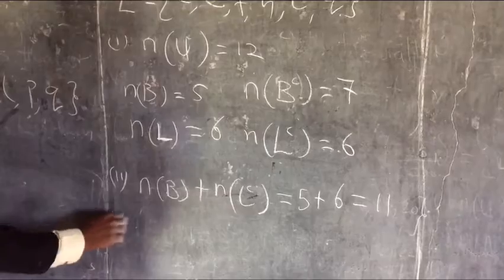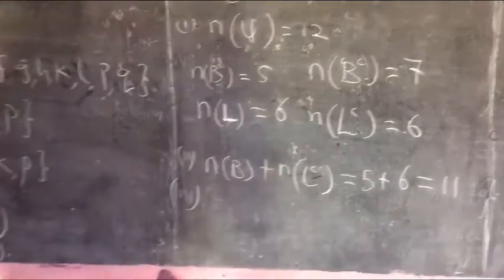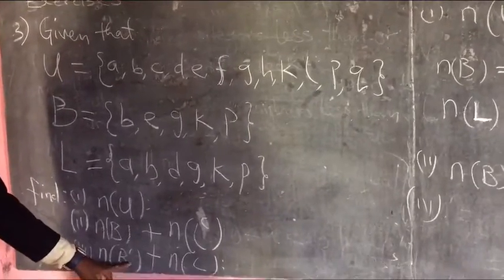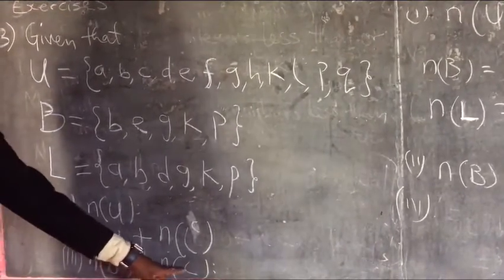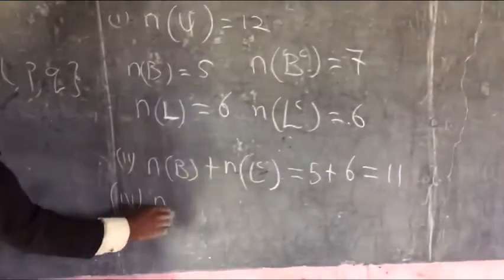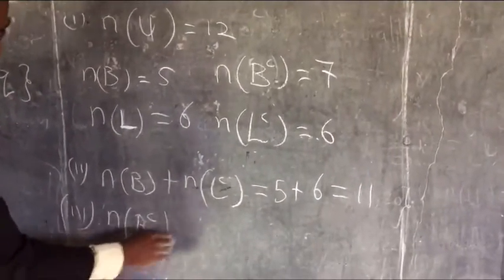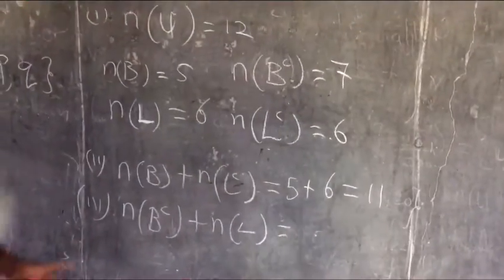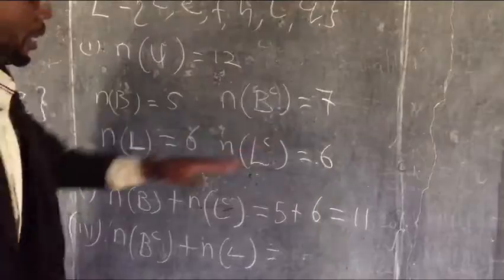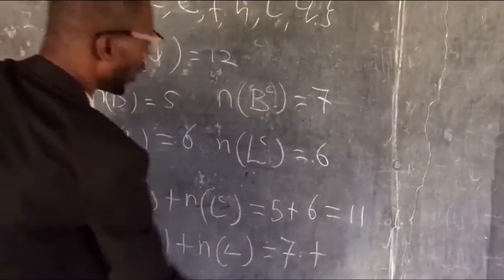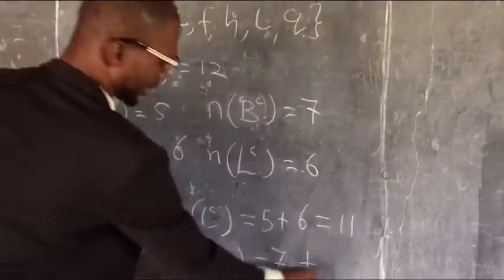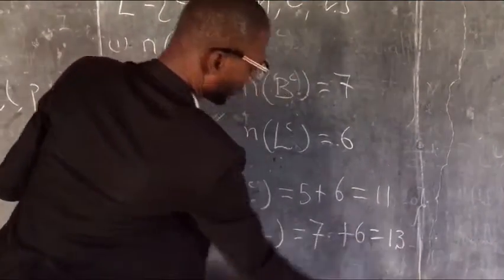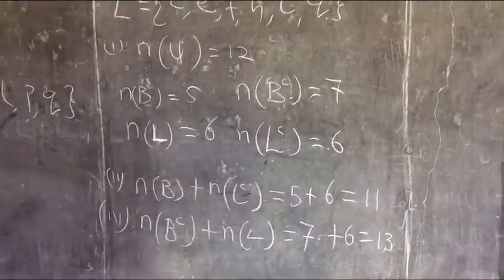And then the next question say cardinality of B complement plus cardinality of L. So B complement is 7 plus cardinality of L now 6. So 7 and 6 now 13.